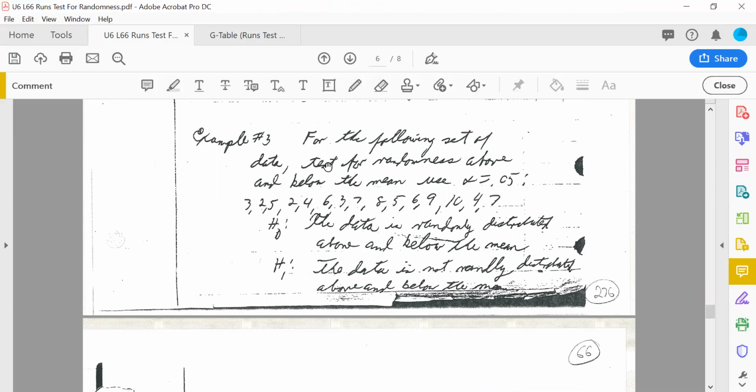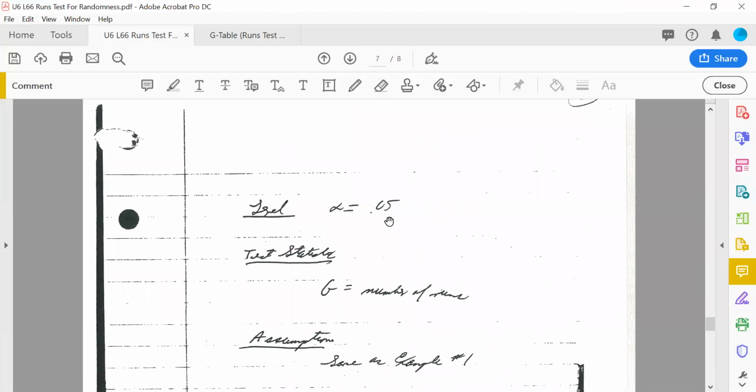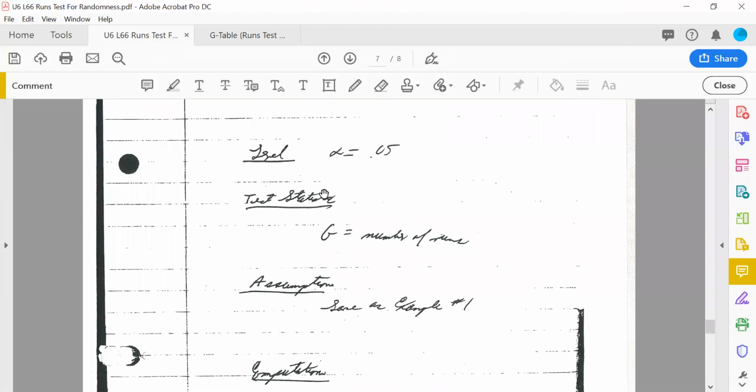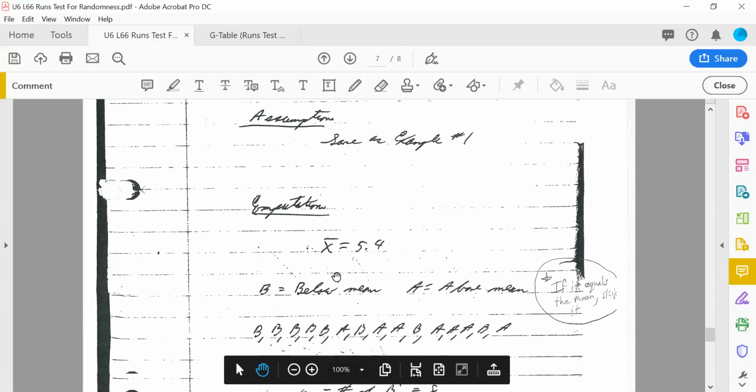All right, for the following set of data, you can also test for randomness above or below a certain number, like the mean or the median. So in this case, let's test for randomness above and below the mean using alpha 0.05. So the data is randomly distributed above and below the mean versus not randomly distributed above and below the mean. All right, let's do it. Alpha is 0.05. Now, first off, there's not even 20 total numbers here. So we're going back to the small sample test from example 1. So it's the same assumptions and it's the same test statistic as example 1. Test statistic is G. The assumptions are the same as example 1.